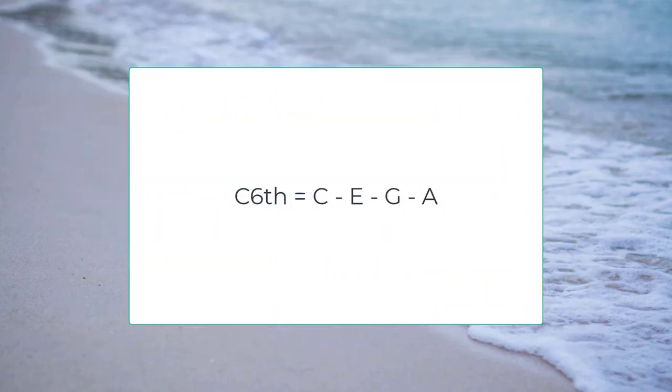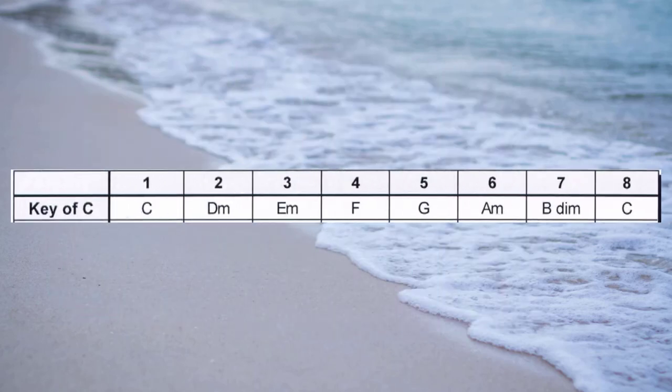The first thing we're going to do is have a look at the relationship between C6th and its relative minor. Let's have a look at the notes in a C6 chord. C, E, G, A. In the key of C, to find the relative minor, we simply go to chord 6 in the harmonized scale. Chord 6 in the key of C is A minor. A minor is the relative minor to C.